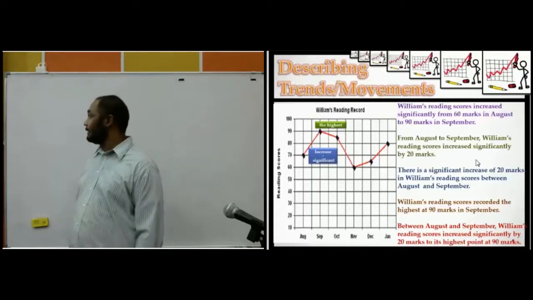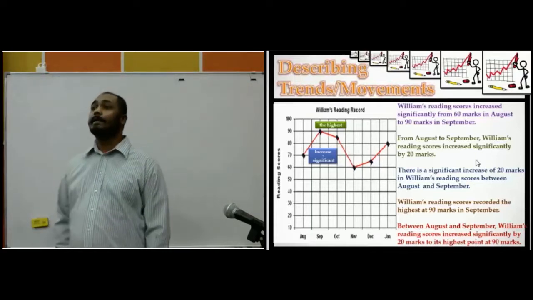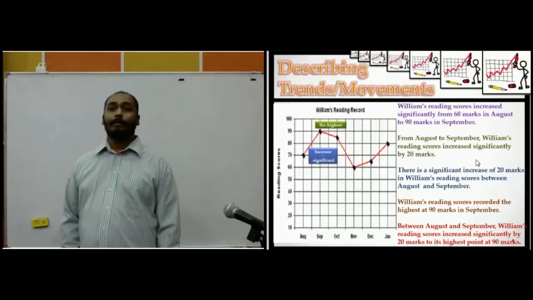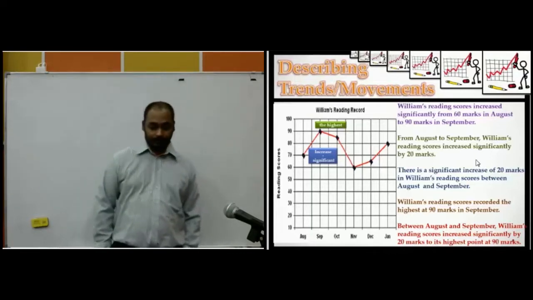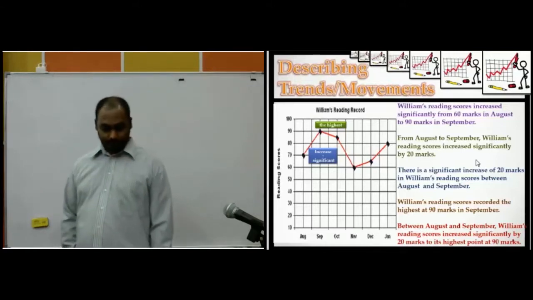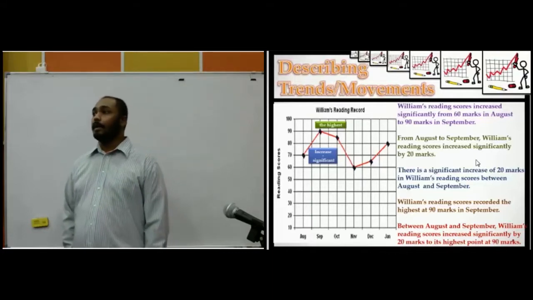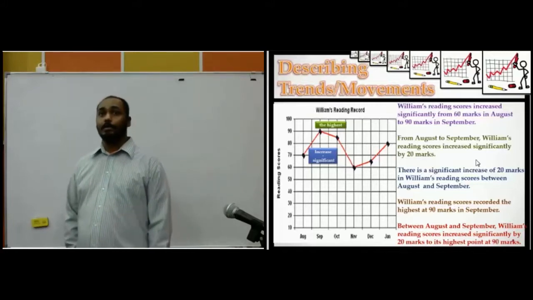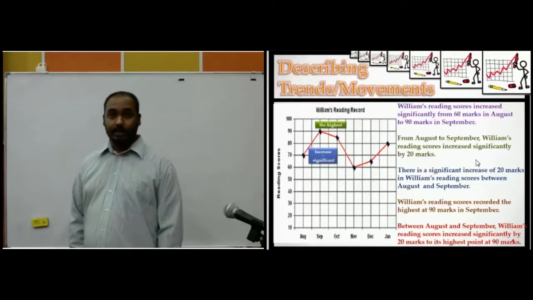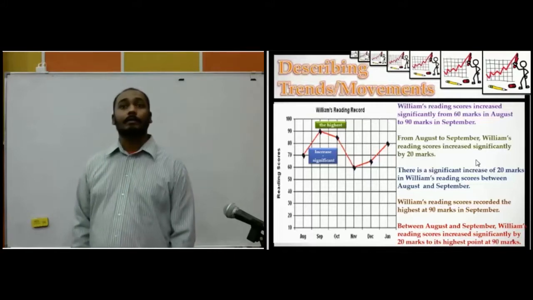The last sentence. Nivash: Between August and September, William's reading scores increased significantly by 20 marks to its highest point at 90 marks. This is a very complete description using both different data. You have two different patterns, movement and distribution patterns, that you have used here. So is this a verb phrase or noun phrase?